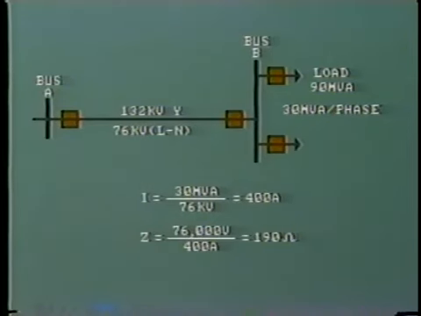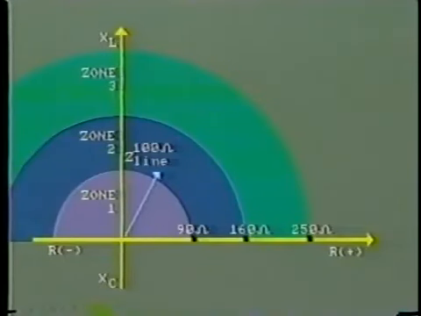This gives us a line current of almost 400 amps. Dividing current into voltage, we get 76,000 volts divided by 400 amps equals 190 ohms. This is the impedance of the load. Let's say the load is operating at a power factor of 0.9, that is about 25 degrees lagging. The load impedance can be shown off bus B on the circle diagram like this.